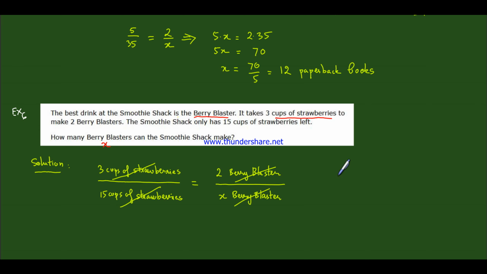So after you cancel, my proportion will be 3 over 15 equals 2 over X. And from here I can solve for X by the cross multiply property. So you have 3x equals 30 and x will be equal to 10. 10 what? 10 berry plaster. Don't forget to put the unit in. Okay, 10 berry plaster.